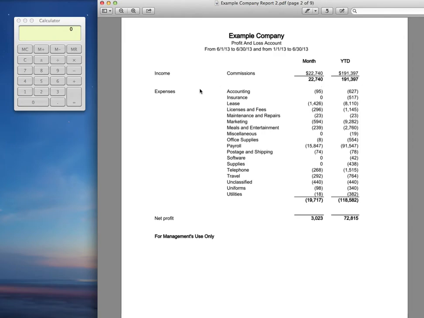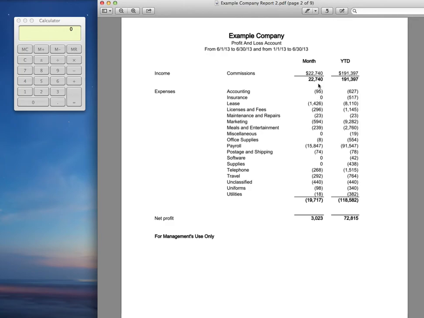Then we've got each of our expense categories. Same concept. $95 spent on accounting. I guess that's Mazuma's fee. We've got lease, licenses and fees, $296. This is how much money went out the door to pay for each of these expenses, each of these items that you have to pay for to keep your business running.